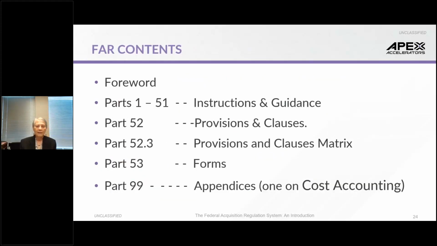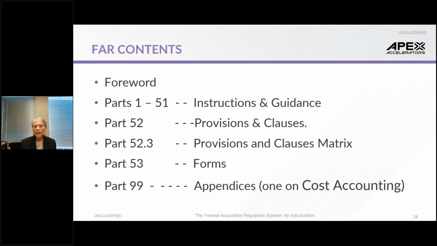Oh, finally, we're going to talk about the FAR. Okay. So what's in the FAR? First of all, the way it's organized, there's a foreword, and then you have 51 parts that are instructions and guidance for the buyers and contracting officers. Part 52 includes the provisions and clauses.